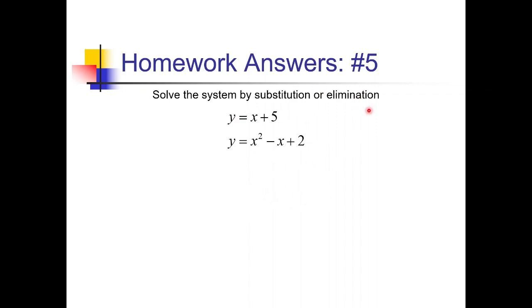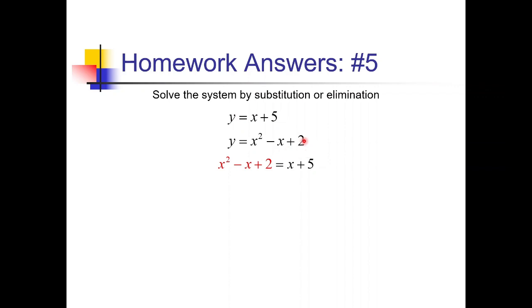For this problem, they want us to solve this using substitution or elimination. Since we haven't really gone over elimination in the lesson yet, substitution seems like a good approach. It's a good approach anyway. We notice that we have a variable by itself, this y. So substitution is actually going to be the fastest way to do this one anyway. So what this means is we are going to replace one of these y's with whatever the other y equals. So we could write, for example, x squared minus x plus 2.